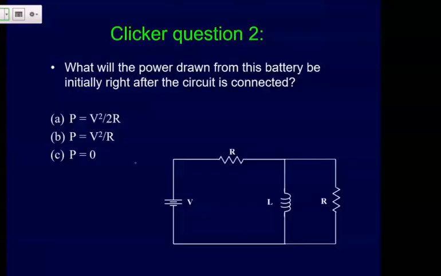Then we can look at something like this and interpret it similarly to how we would have interpreted a capacitor circuit. Again, at time 0, the inductor blocks current. Later on, it lets all current through. So here, what will the power drawn from this battery be initially, right after the circuit is connected? This is some practice with circuits as well as this new material, so discuss this with your neighbors and see what you think.